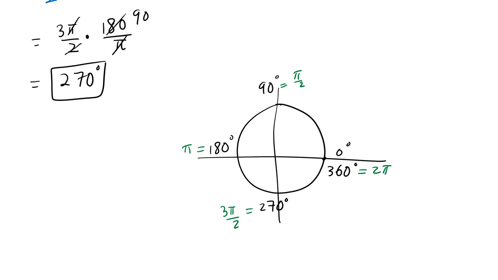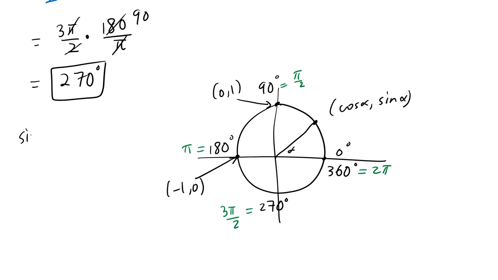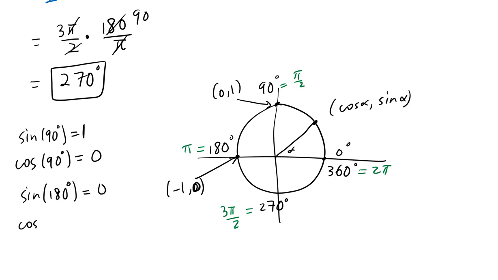2 pi. Any point we pick on the unit circle always has coordinates cosine alpha, sine alpha. So this point here, (0, 1), has those coordinates, and this one has coordinates (-1, 0). So you can say sine 90, for example, is the y value, which is 1. Cosine 90 is the x value, which is 0. For 180, sine 180 is the y value, which is 0, and the cosine is -1. That's the x value.